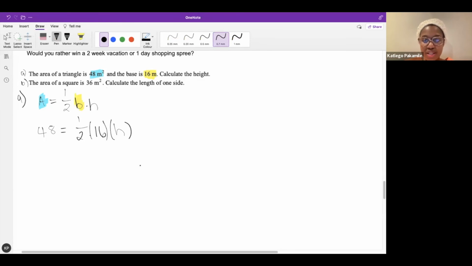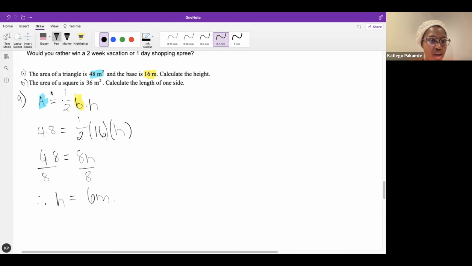What's half times 16? Let's first simplify the right-hand side. A half times 16 is 8. So 48 equals 8h. How do I get rid of that 8? Divide by 8. Therefore, height is 6 meters. See, it's not bad, guys. It's not bad at all.